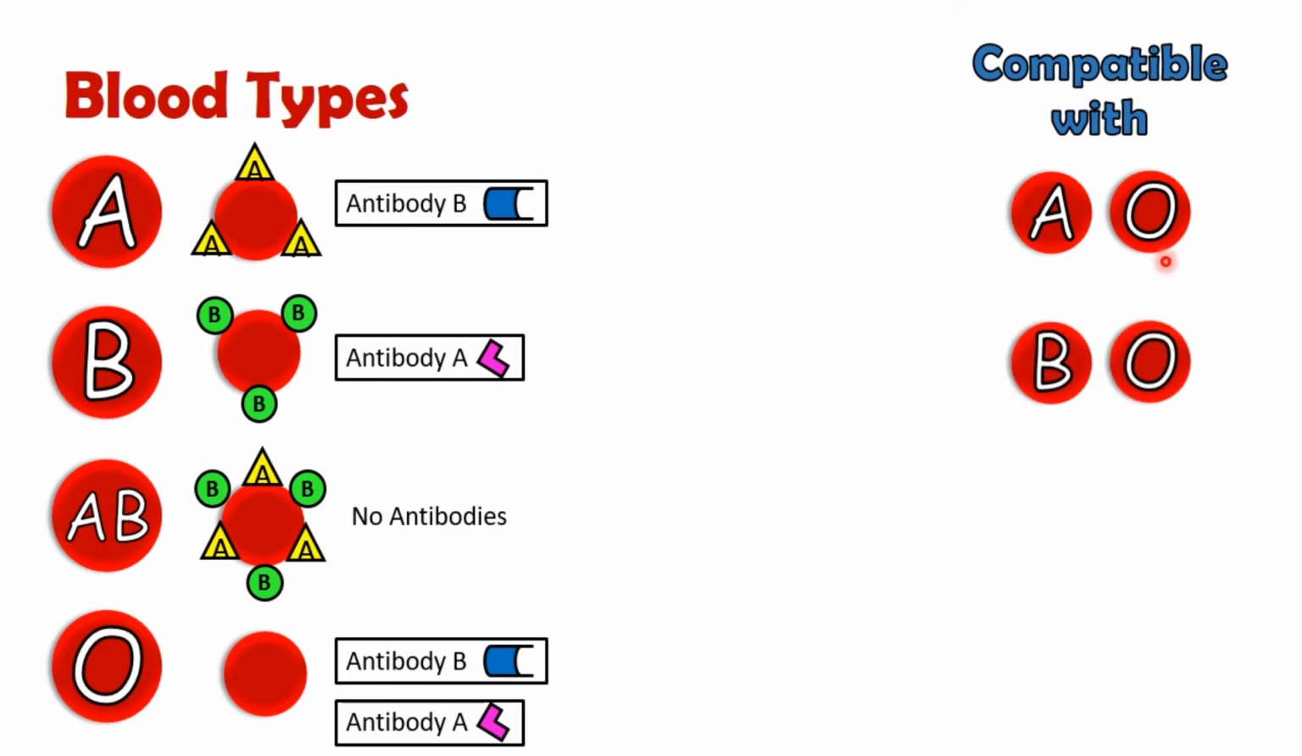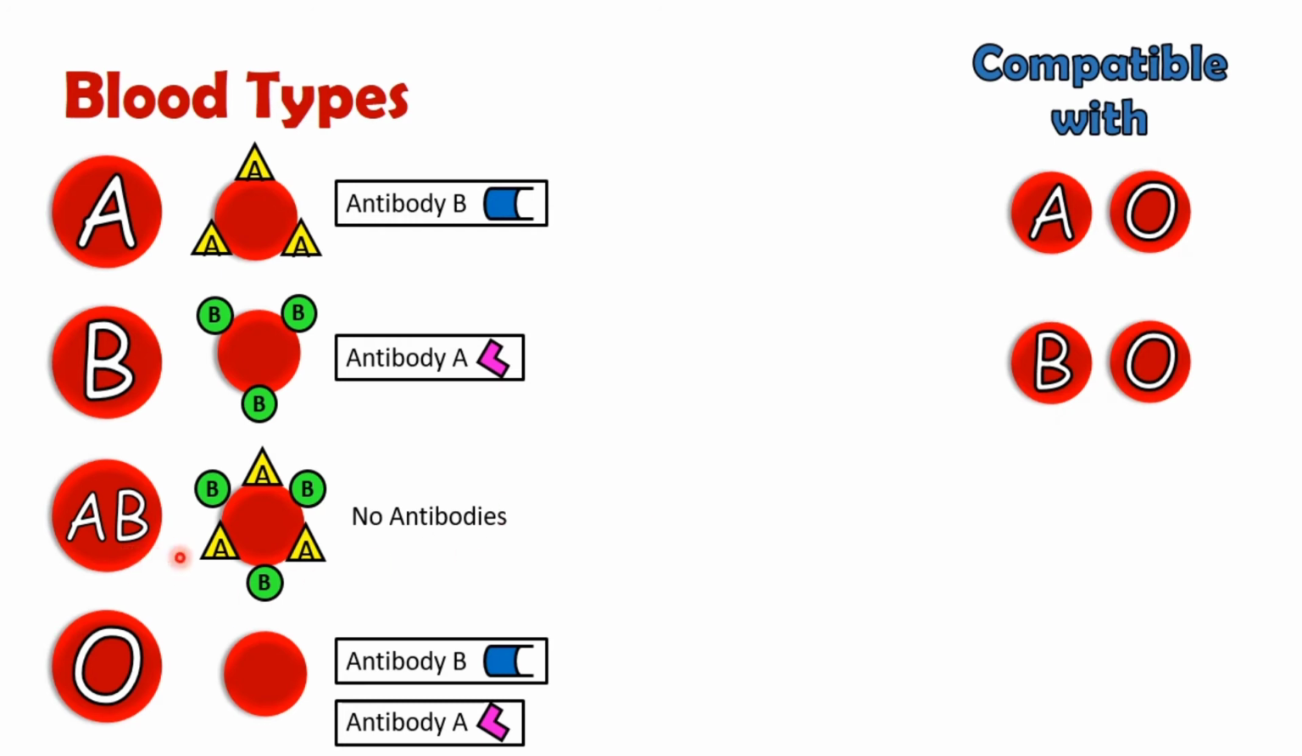Okay, next for blood type B, since it has the B antigen, it will have the antibody A, so it will be compatible with blood type B and also blood type A. Wait, rather, with B and O. This is because in blood type O there are no antigens at all. Therefore, the antibody A doesn't have any reaction with these two blood types. Therefore, blood type B can receive from blood type B and also from blood type O.